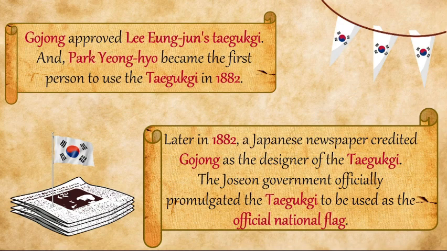So King Kojong approved the flag Taegukgi, and therefore Park Kyung-hyo became the first person to use the flag in 1882. Now later in 1882, a Japanese newspaper credited Kojong as the designer of Taegukgi, and the government at the time officially promulgated Taegukgi as the official national flag.